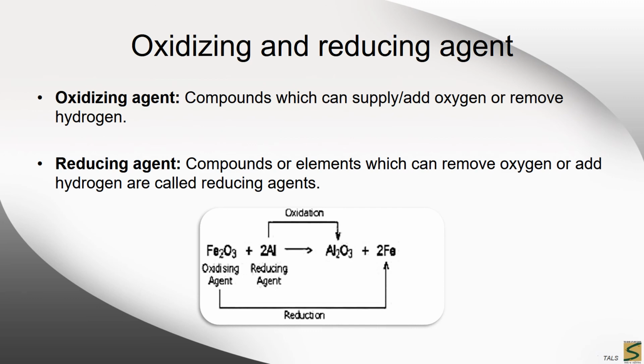In a redox reaction, we can see an oxidizing and a reducing agent. Oxidizing agent supplies oxygen, whereas reducing agent removes oxygen. Fe2O3 plus Al gives Al2O3 plus Fe. Here, Fe2O3 is the oxidizing agent because it supplies oxygen, helping Al to become Al2O3. And Al has finally become Al2O3 but made this Fe2O3 to become Fe. Therefore, it has removed oxygen and therefore it is the reducing agent.